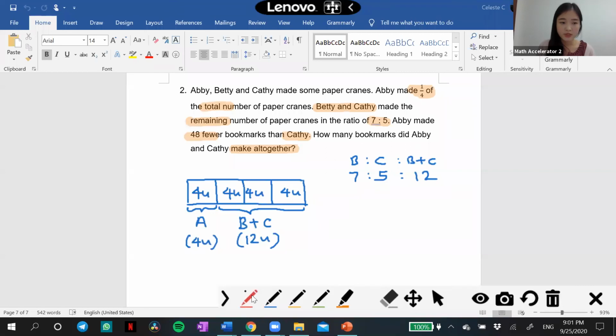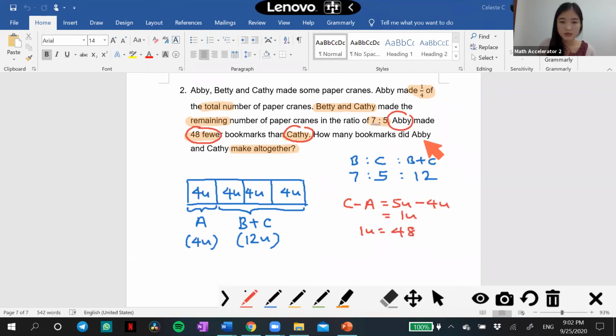Right, so what's the other information given? Abby made 48 fewer than Katie. So the difference between A and C, right? Oh, C is more, because Abby made fewer. Okay, so C minus A, the difference is 5 units minus 4 units, which is 1 unit. Right, so 1 unit is equal to this 48 fewer.